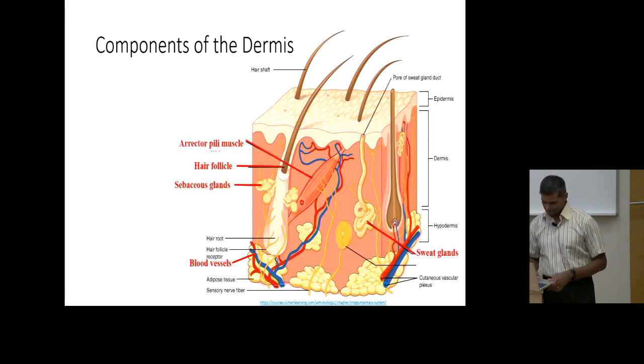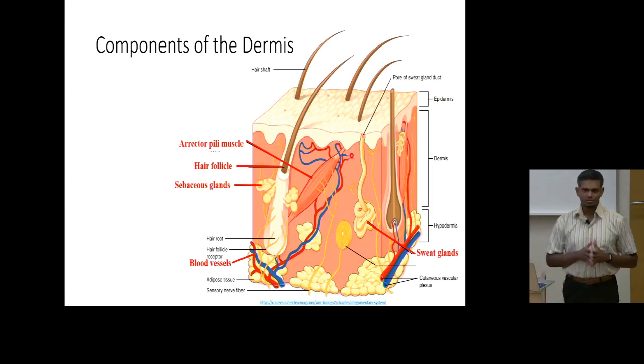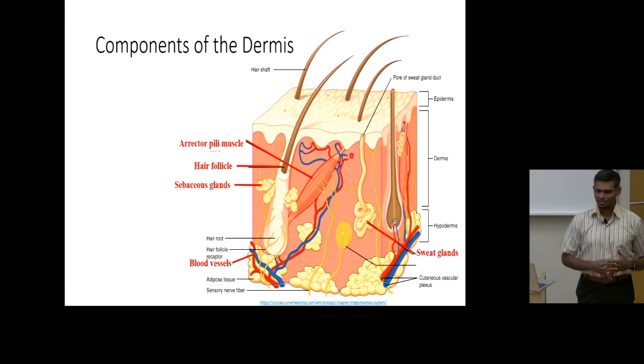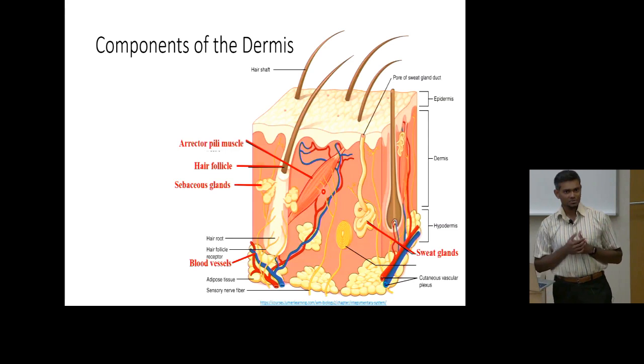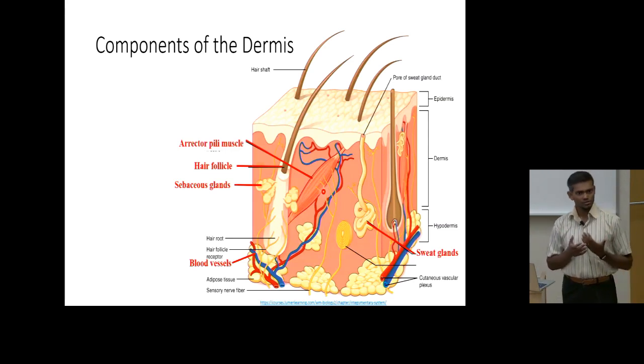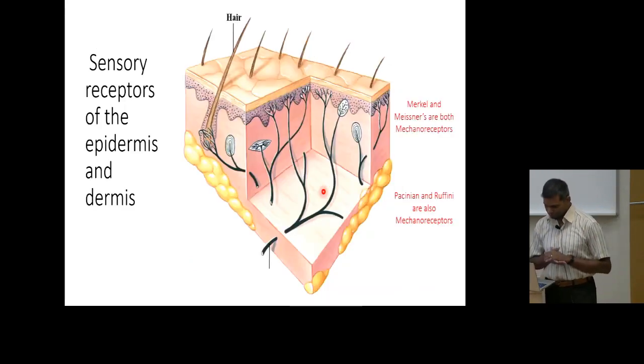And last but not least, notice that there is this erector pili muscle which is connected to the hair follicle. So this is where we encounter muscular tissue in the integumentary system. This muscle is not under our voluntary control, it's under involuntary control. And if you're scared or cold, when this muscle contracts, it's going to cause this hair to stand up straight, and it leads to what is known as goosebumps.